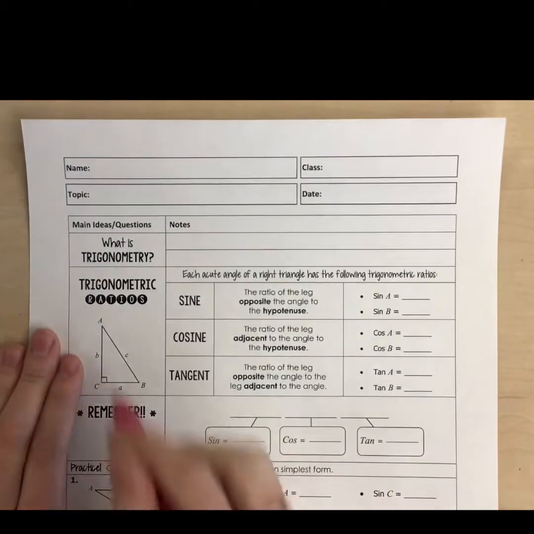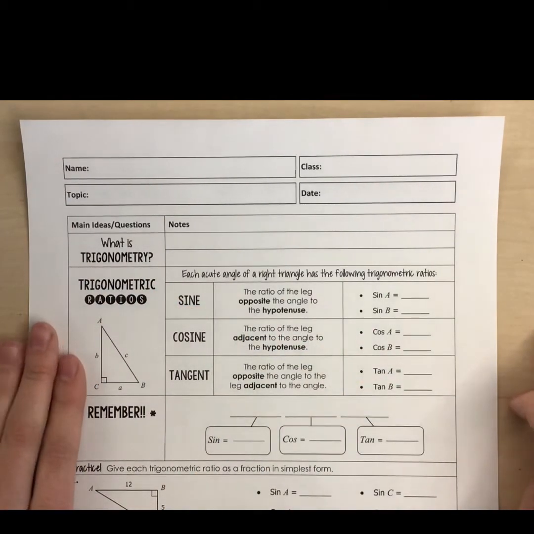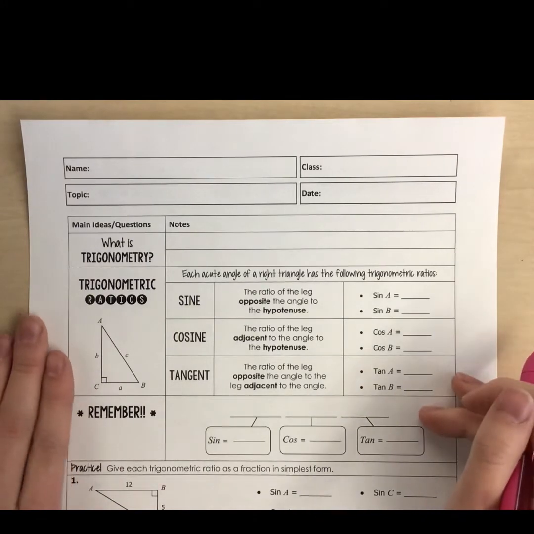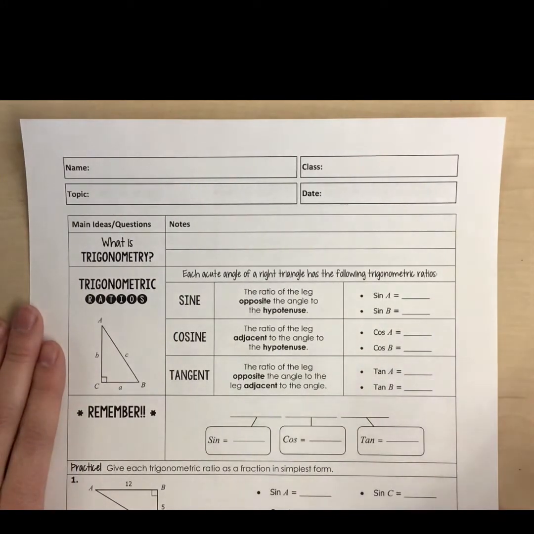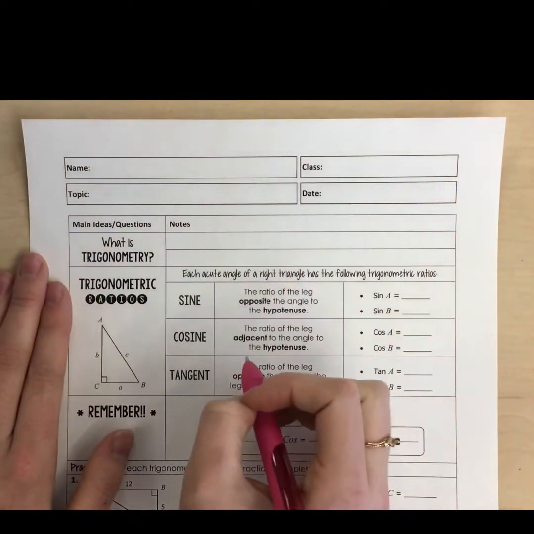Hey everyone, so today we are officially talking about trigonometry. We've been in the past talking about special right triangles and the unit circle in order to prepare us for trigonometry and working with triangles in a little bit different way. So you might be asking, what is trigonometry? You've said that word a lot, but what does it really mean?